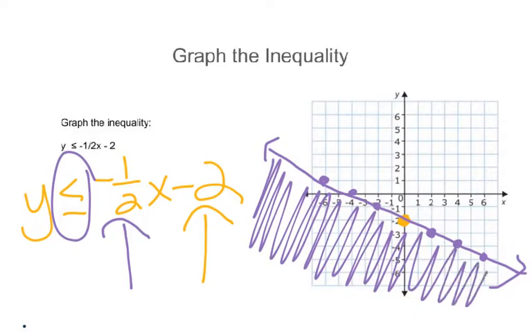below this line. So not only do we have the line to deal with now, we have to choose some shading because it is not equal only to the line. It's everything below the line as well.